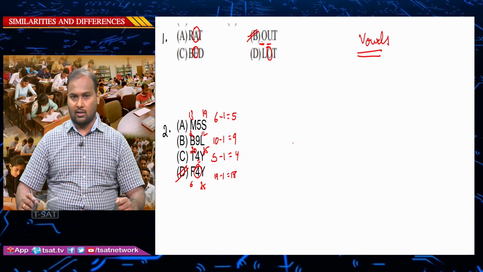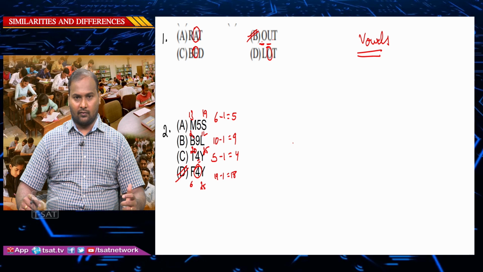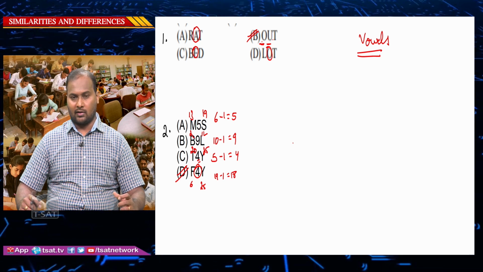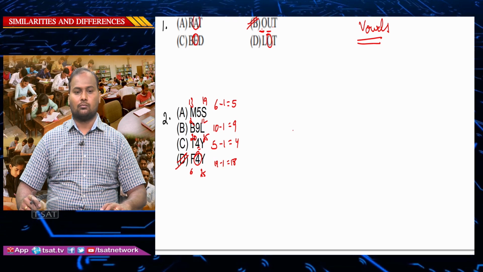And what is the similar thing that is there? The similar pattern in options A, B, C is difference minus 1. That is the similar pattern. And what is the different one? The different one is option D. See the next question.